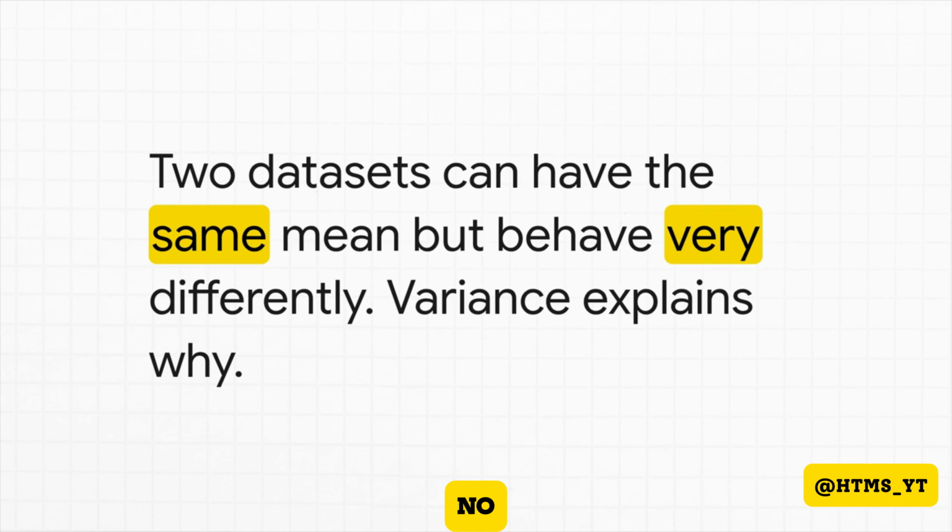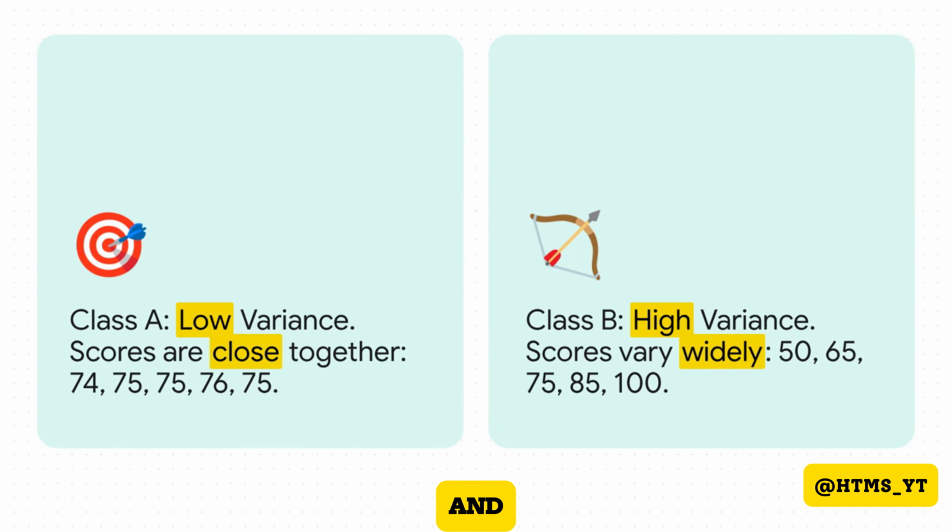But oh no, variance is about to tell us a very different story. And this slide just lays it all out. Check out Class A. The scores are all clumped together, 74, 75, 75, you get it. Super consistent, super low variance. A model could confidently predict a new student will score around 75.